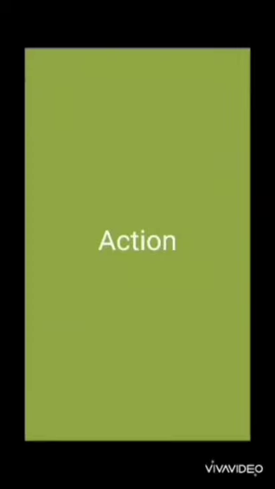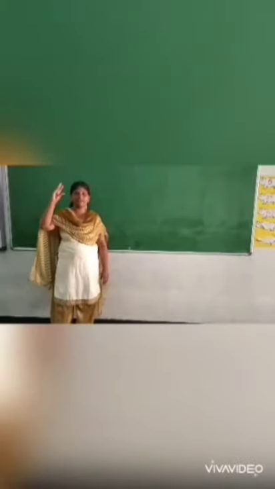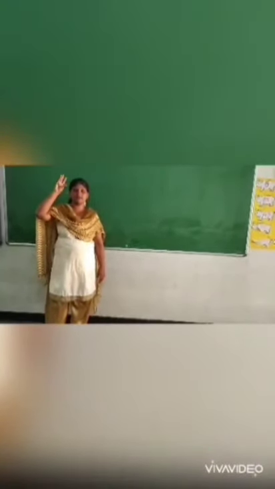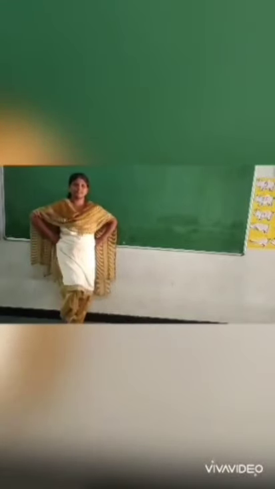And we can say this C as curly K. Tell me curly K. And we can say this K as kicking K. Kicking K. Tell me kicking K. Next, let us say the sound with action. Children, let us do the action and sing along with the song.